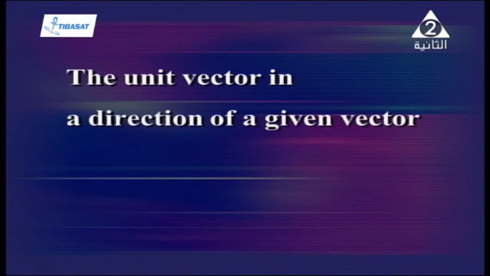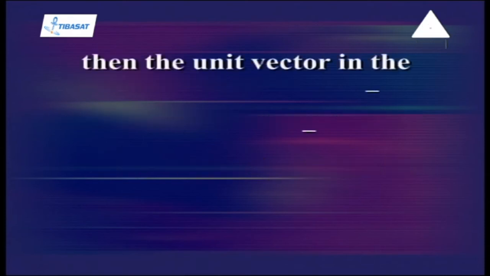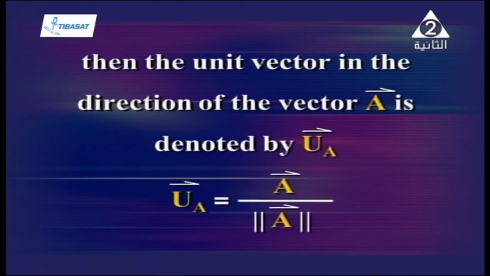Unit vector in the direction of a given vector. This is very important. If we have a vector A equals (Ax, Ay, Az) belonging to R3, the unit vector in the direction of vector A is denoted by the UA vector. The unit vector in direction A, denoted UA, equals what? The A vector over the norm of the A vector.